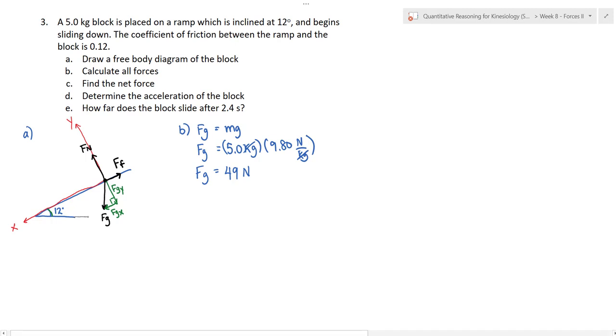So I'm going to extend this to make it into a triangle. This triangle here is a 90-degree triangle. If this is 12 degrees, how would we find the angle up here? Well, we know that all the angles in a triangle add up to 180 degrees.